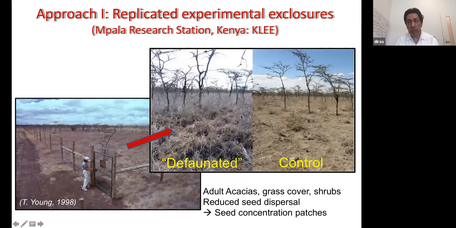You can see also very dramatic changes in the shrubs and grasses at the ground level. We predicted, we imagined that the acacias would be producing their seeds, and the seeds would be dropping on the ground and not eaten by the animals. Imagine the absence of giraffes and elephants here not eating the acacias, and then the acacias producing massive amounts of seeds. Those seeds fall to the ground.